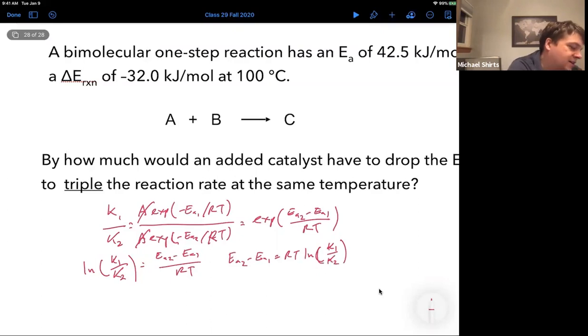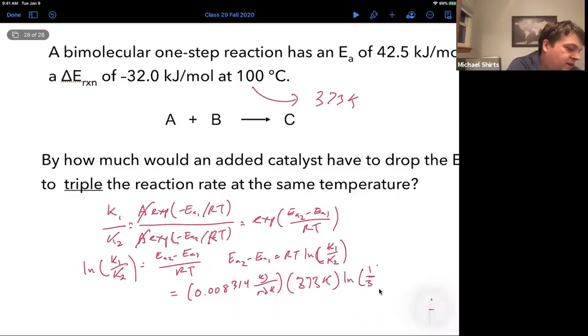So we can plug this in. This is going to be equal to 0.008314 kilojoules per mole Kelvin, and it's at 100 degrees, so that's going to be 373 Kelvin, and this is going to be log of 1/3. We want it to be faster in k2. And we plug this in, and then we get minus 3.4 kilojoules per mole. It's going to be minus because log of any number less than 1 is negative.